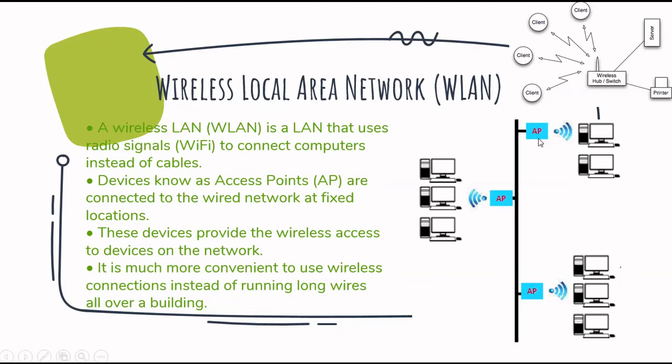So you will have some routers. Routers are called access points here, and these will ensure that all the computers get connected to the network of the LAN. As you can see written here, a WLAN is a LAN that uses radio signals or Wi-Fi to connect computers instead of cables, and the devices called APs or access points are connected to the wired network at fixed locations so that you get enough Wi-Fi signal here, enough Wi-Fi signal here, and so on. This is much more convenient to use instead of having long wires across all the building connecting all the devices. So this could be an example of what you use at home.